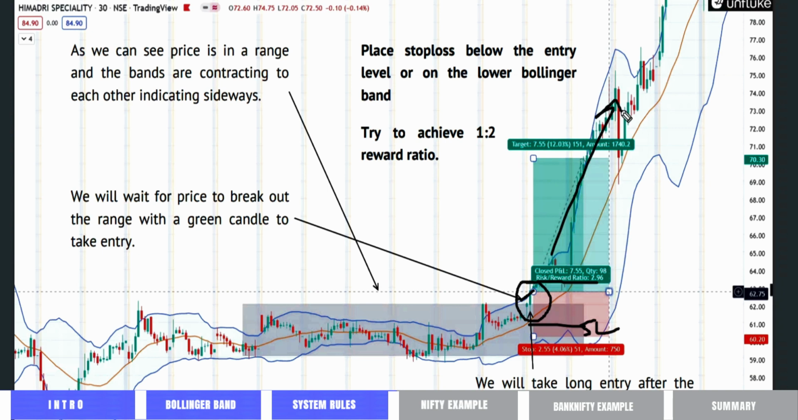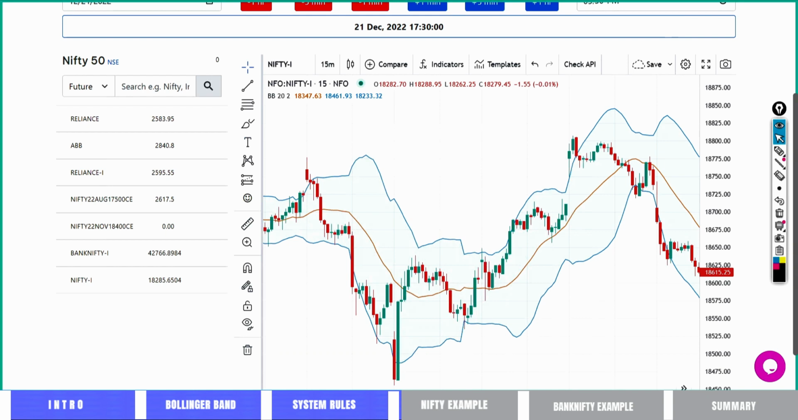You will notice that when we go for an aggressive entry, our target and profit come very quickly. But when we go for a pullback entry, our targets generally come after a little bit of time. Now let me show you some examples on Nifty and Bank Nifty as well. Let us see some examples on Nifty and Bank Nifty now. First, I'm showing you Nifty.